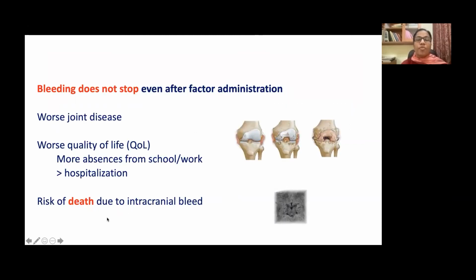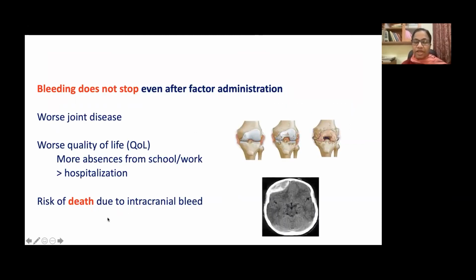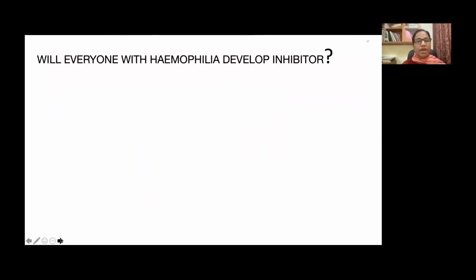Bleeding does not stop even after factor administration in case of high titer inhibitors, and worse, joint disease can occur, the quality of life of the patient is affected, and the chance of IC bleed is also more with high titer inhibitors. And will everyone with hemophilia develop inhibitors? That's a question. Why is only 10 to 30% involved?